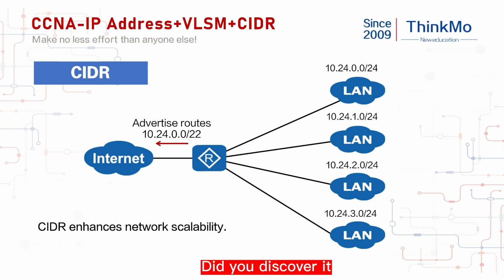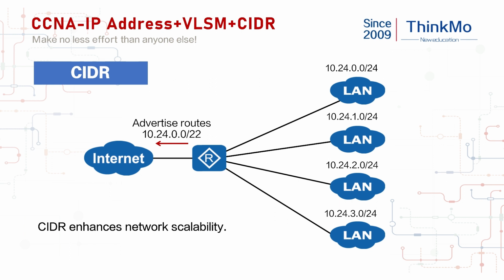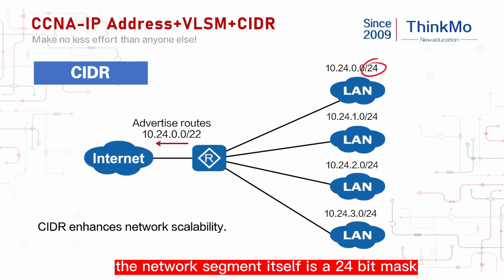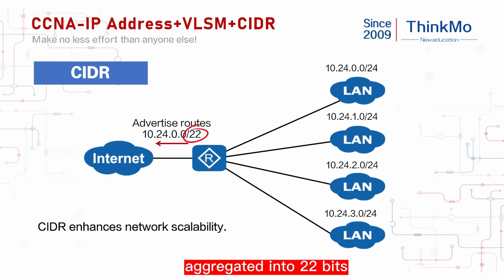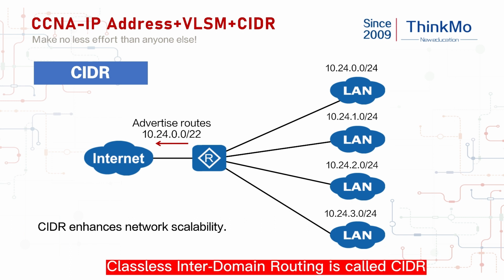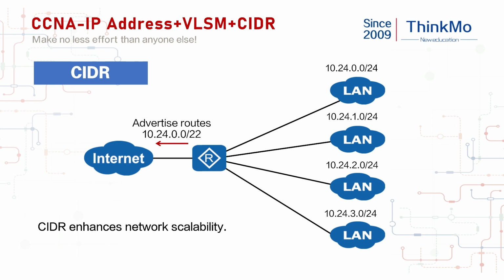Did you discover it? Classless interdomain routing and VLSM are opposite techniques. The network segment itself has a 24-bit mask; it is changed or advertised, and finally a summary is made, aggregated into 22 bits. Classless interdomain routing is called CIDR. It has an alias called supernet. What exactly does it mean? I'll draw a picture to explain.